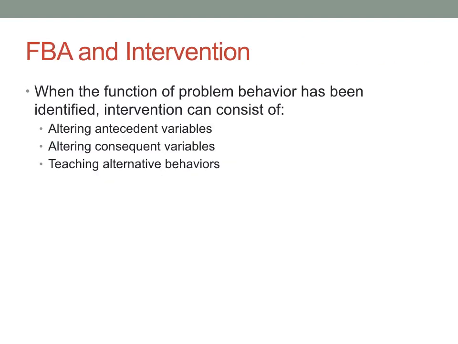which means you can alter antecedent variables, so that you can prevent the problem behavior from occurring. You can also alter consequence variables, and you can directly teach alternative but appropriate behavior, so you don't want to see problem behavior occurring.